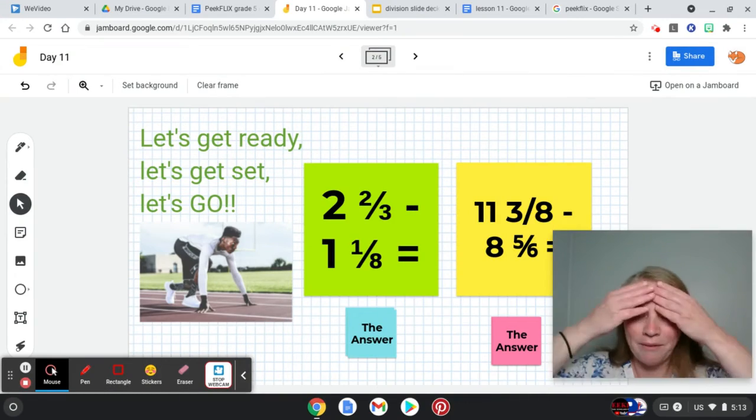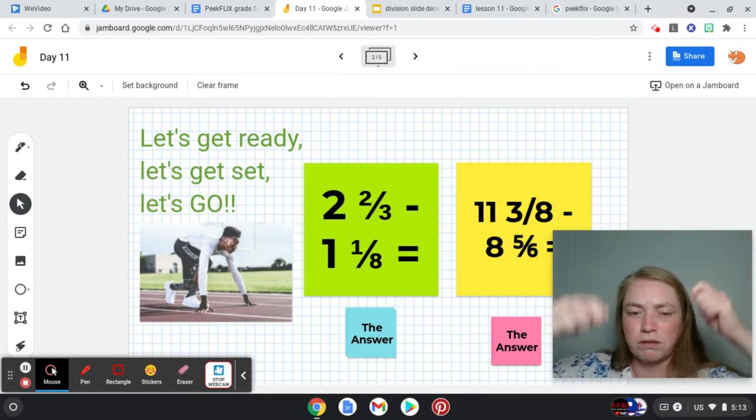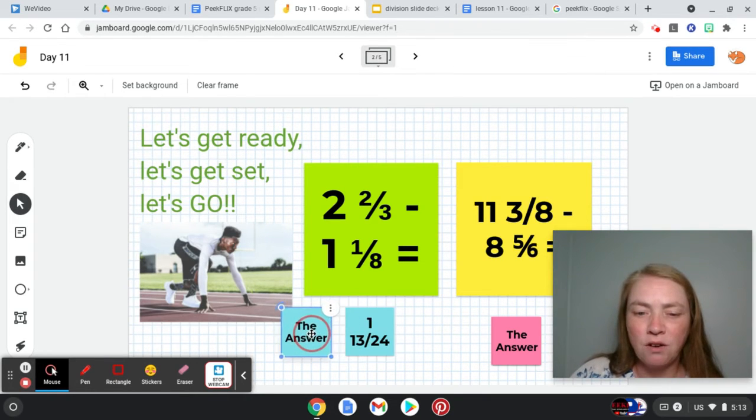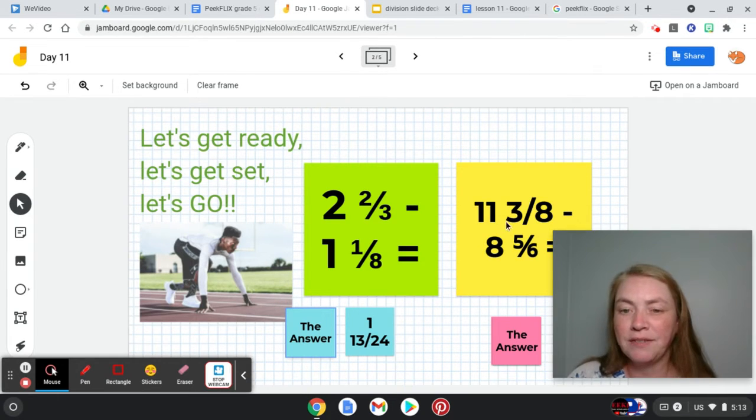All right. Wow, I was really sweating doing all that work. As you know, the answer for this first one, 2 2/3 minus 1 1/8, will be equal to, drumroll please. The answer is 1 13/24. Awesome job. All right, now for 11 3/8 minus 8 5/6, drumroll please.